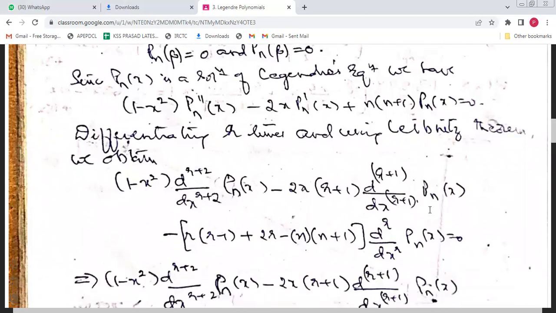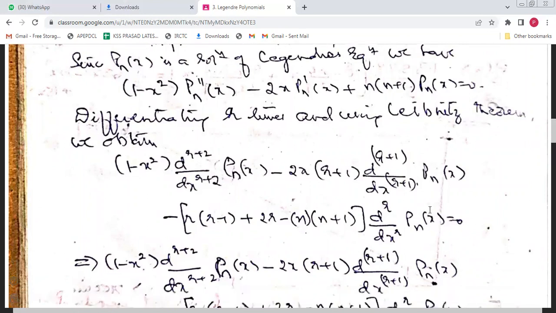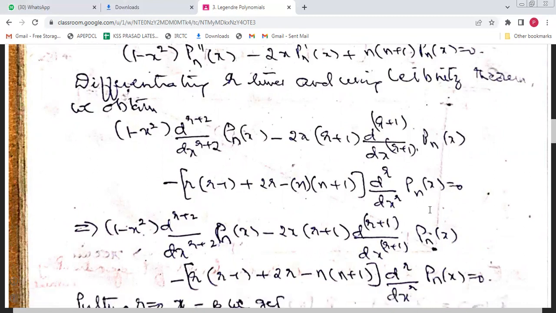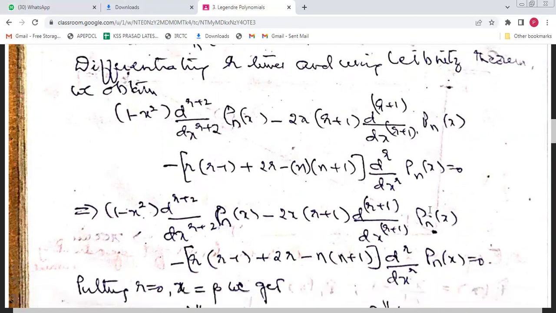Now what is going to happen? 1 minus x square times the r plus second derivative of Pn of x minus 2x into r plus 1 times the r plus 1th derivative of Pn of x minus r into r minus 1 plus 2r minus n into n plus 1 times the rth derivative of Pn of x equal to 0.